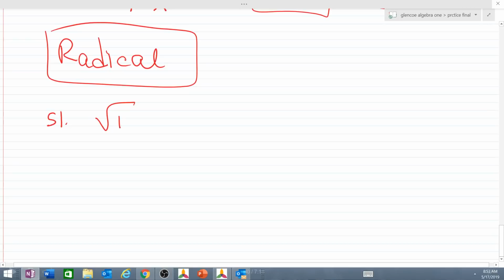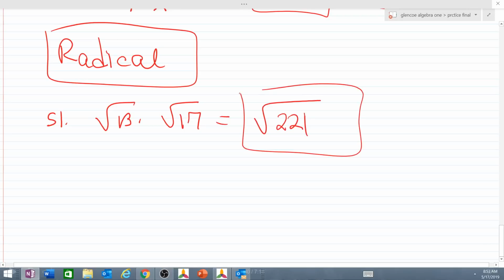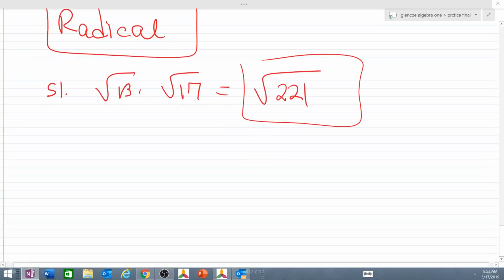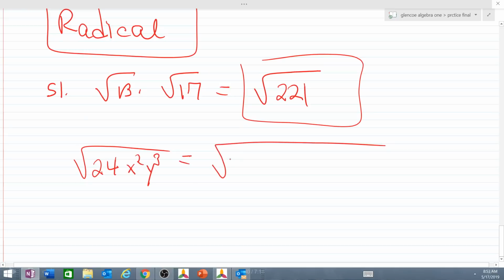51. The square root of 13 times the square root of 17, the last time I checked, is the square root of 221, which cannot be simplified. How about something like this? I'm not going to steal all your thunder, but I'll just go ahead and explain something like the square root of 24 x squared y cubed. Prime factoring is just such an important part of Algebra 1.